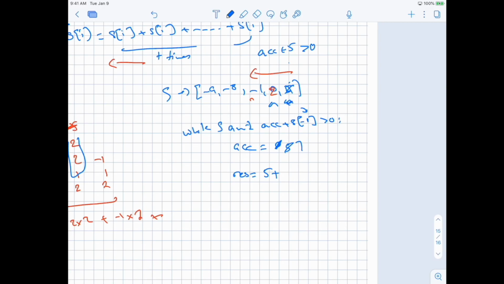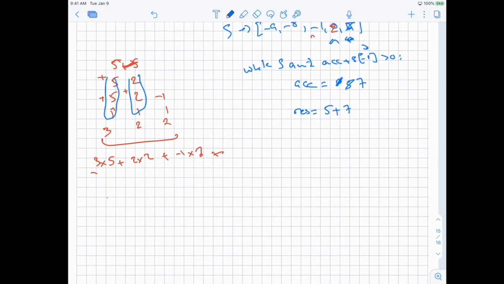Now it's 7, and so we add this 7 to this result. Now you may say, why add 7? Because remember, if we add 7, it would mean we added 5, and then we added 5 again, we added 2. And that's exactly what we want.